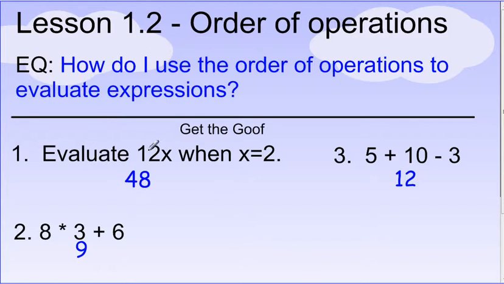The first one here says 12x when x is 2, so that means that this is a multiplication. So we should have 12 times 2. And then when you multiply 12 times 2, you get 24, not 48.